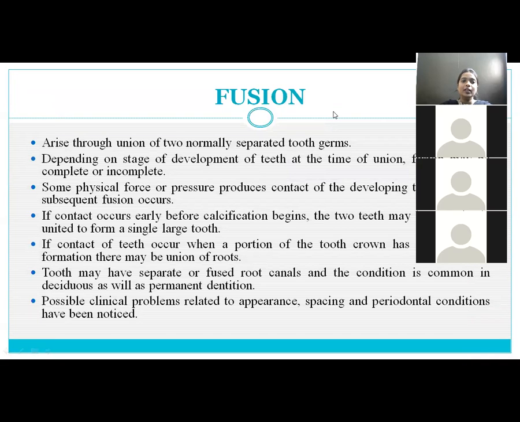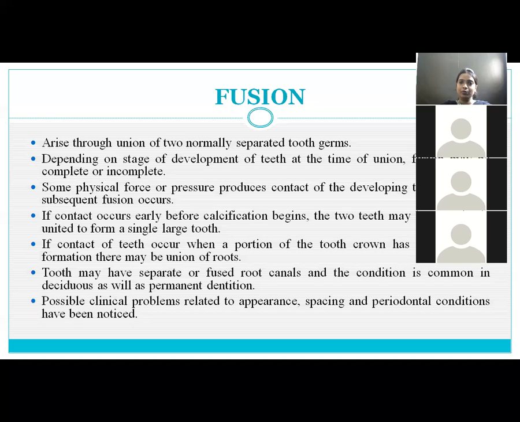What is fusion? It arises through a union of two normally separated tooth germs. It consists of two tooth germs, and in gemination, only one tooth germ is there. Depending on the stage of development of teeth at the time of the union, it may be complete or incomplete. What are the etiological factors which cause fusion? It may be due to some physical force, trauma or pressure that produces contact of the developing teeth and causes subsequent fusion.